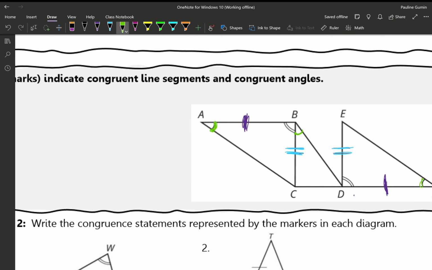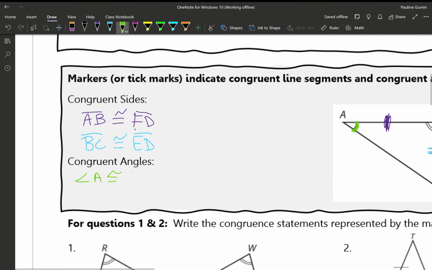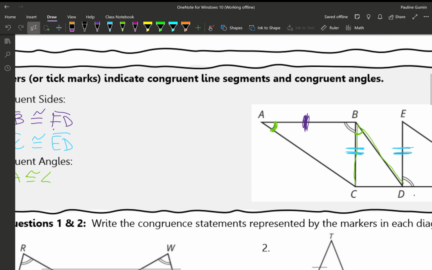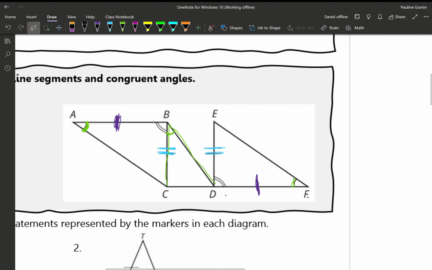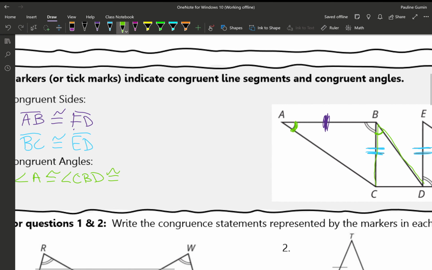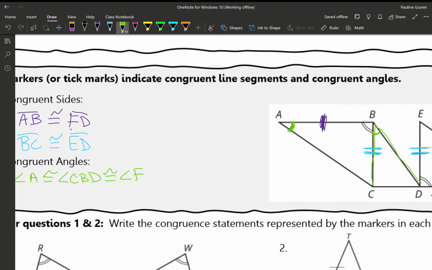See how this B has two angles in it? So I'm going to have to be very specific. The angle that I'm talking about goes from C to B to D. So this one is going to be angle CBD. And I have one more that's congruent, and that's letter F. F doesn't have any other angles attached to it, so I can just call it angle F.